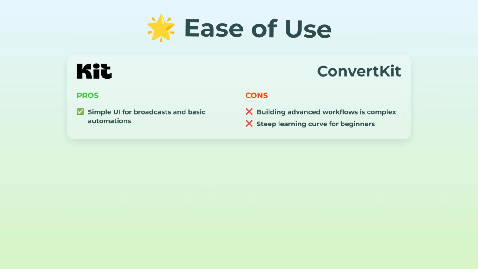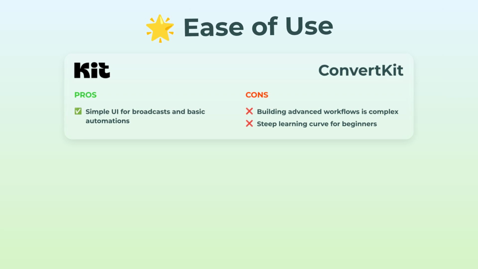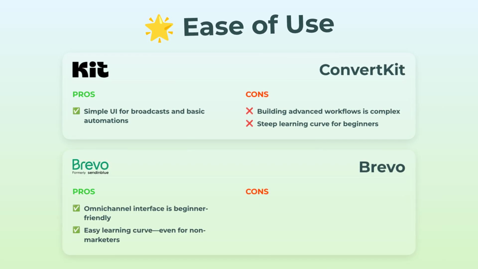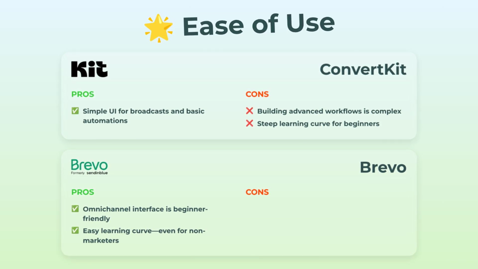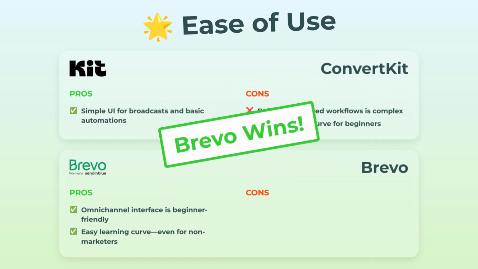Ease of use. And let me just say, ConvertKit is super straightforward for basic emails and broadcasts. You jump right in, send stuff, easy. But building anything advanced, especially automations, it gets complex. Beginners might struggle. Brevo has this omni-channel dashboard that's surprisingly beginner-friendly. It's honestly easy to learn, even if you're brand new or you hate tech. Points for Brevo here.